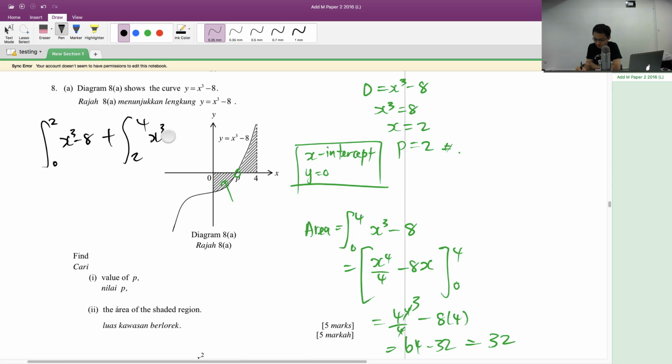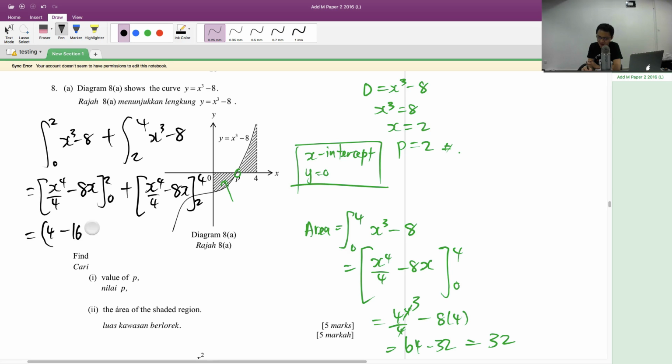x cubed minus 8. You will get the same thing: x to the power 4 over 4 minus 8x from 0 to 2, plus the same thing, x to the power 4 over 4 minus 8x from 2 to 4. If I substitute 2 here, it is 16 divided by 4, which is 4, minus 16. Yeah, you should separate then, because if you get a negative value, it means you have to separate. This one basically gives negative 12. But because this is area, we have to change it to 12.